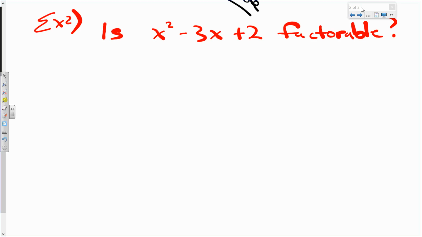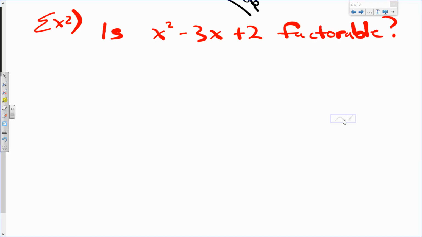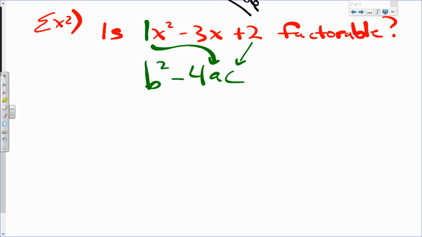So let's use our discriminant. The discriminant is b squared minus 4ac. Cool. So let's see. A is going to be 1. That'll go right there. C is 2. That'll go there. B is negative 3. That'll go right there. Right? Right, Constantine? Are you with me?